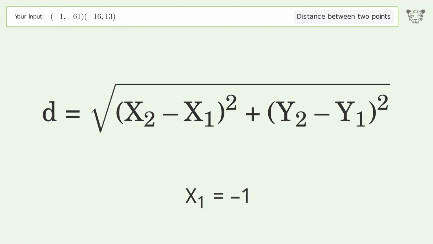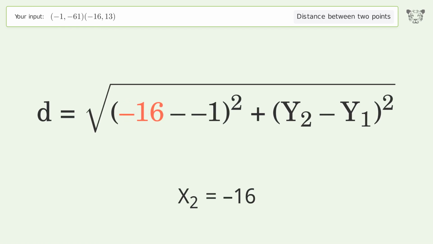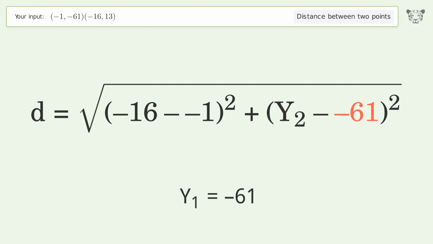x1 equals -1. x2 equals -16. y1 equals -61. y2 equals 13.